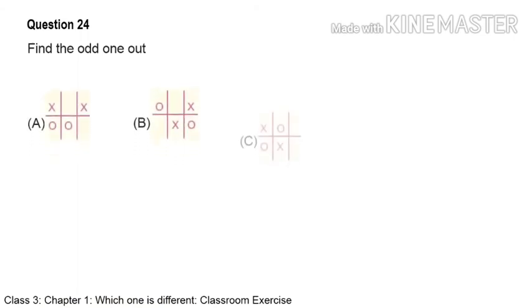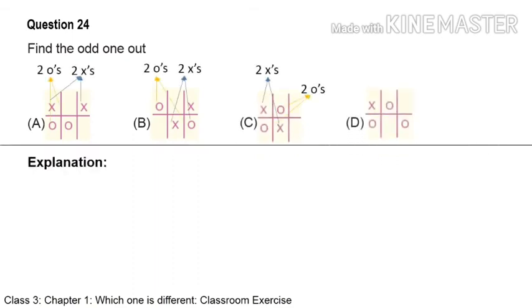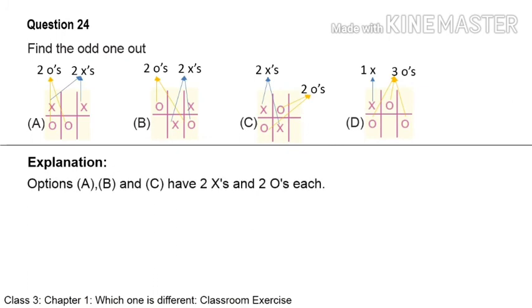Let's look at another example. Among all these options, do you find any difference? The options are A, B, C, D. Yes, options A, B and C have 2 X's and 2 O's each. Option D has only 1 X and 3 O's. Hence, the correct answer is option D.